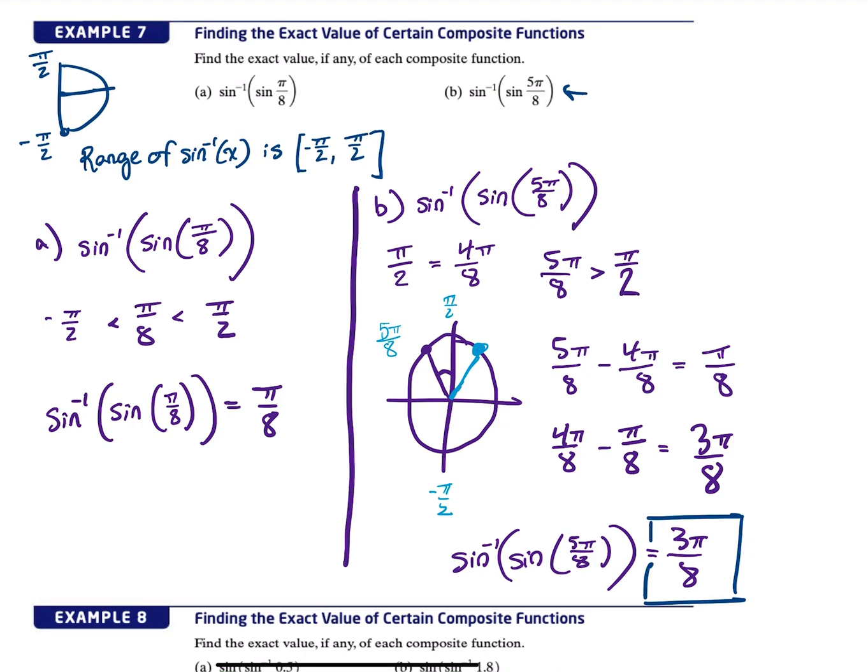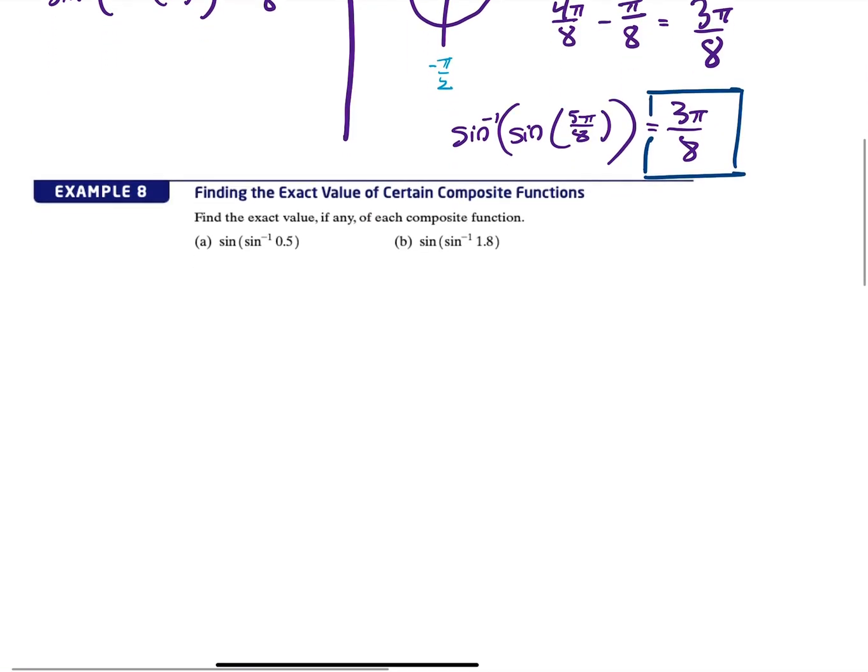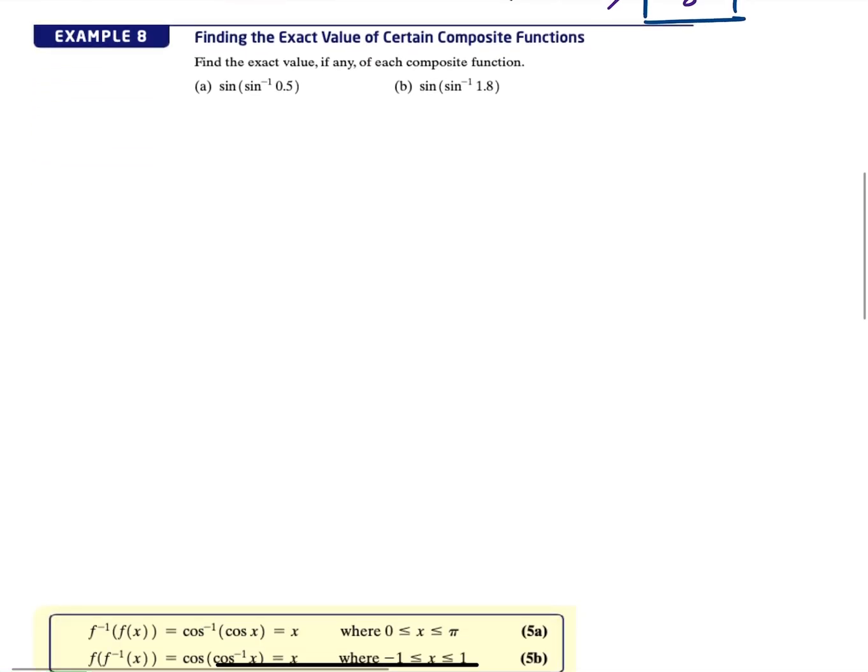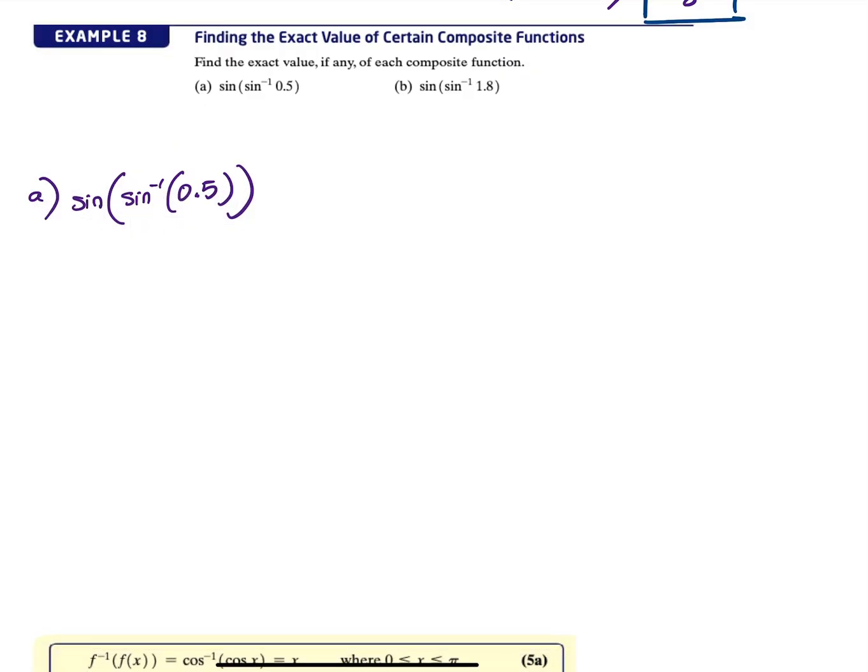Let's look at a couple other examples. So in example 8, we have the sine of the inverse sine of 0.5. So notice this time the inverse function is inside. And the inverse sine has a restricted domain. Make a little space here.